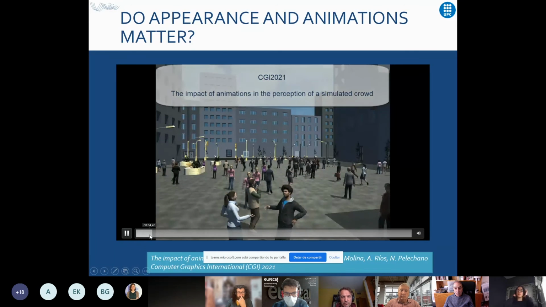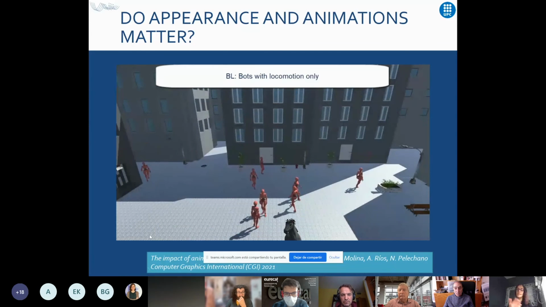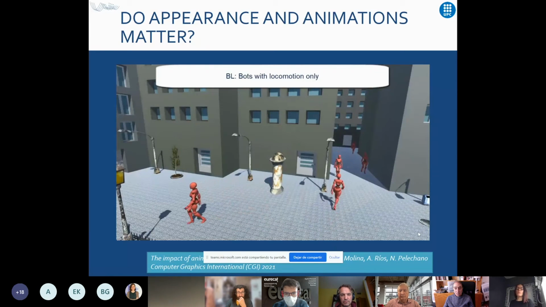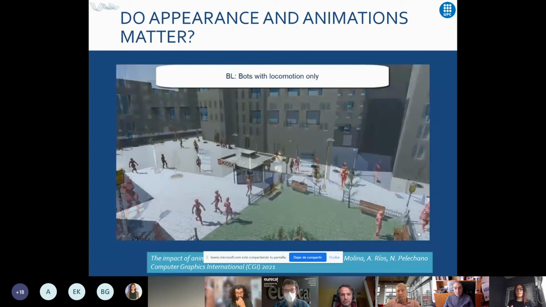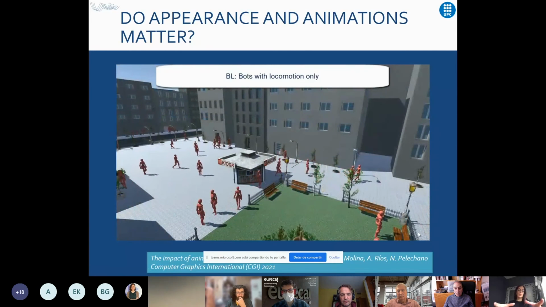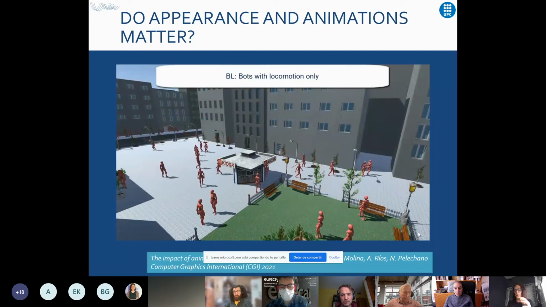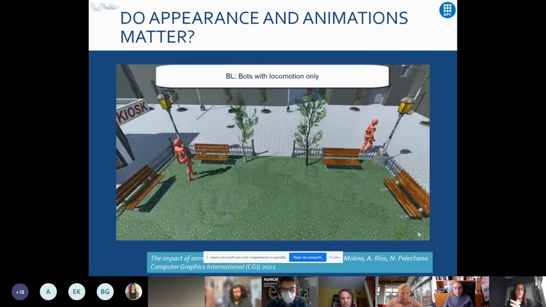Unfortunately, we were preparing this experiment to be run in virtual reality, but then COVID came, and we could not run these experiments in virtual reality. So we moved everything quickly to web-based, just seeing these videos on a laptop from home, and running all the questionnaires online.